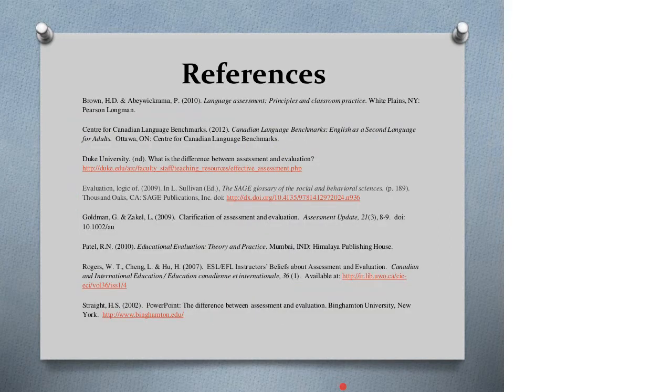Before we do that, I just want to quickly flip to the references that I did use. And there at the top is the Brown and Abeywickrama text. That's one of the main references, but I did look at quite a number of other references.